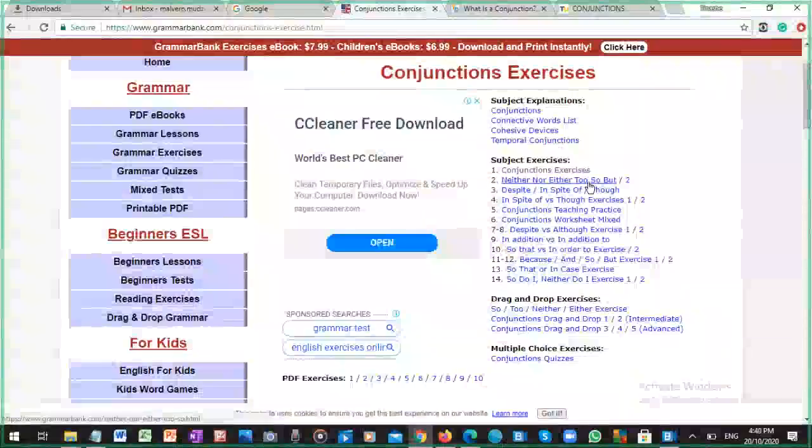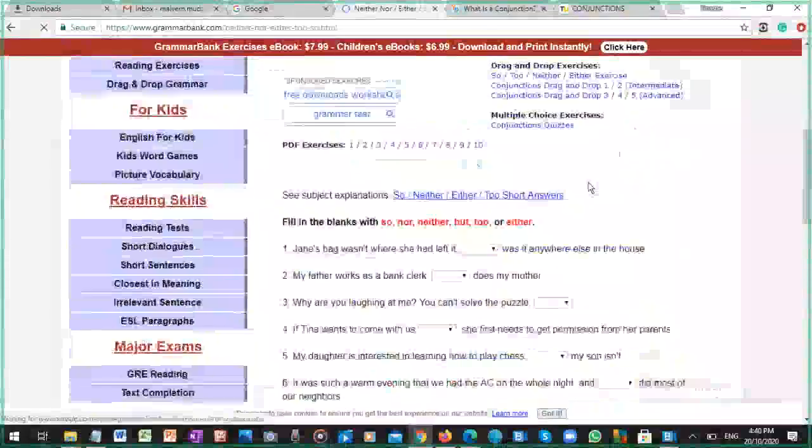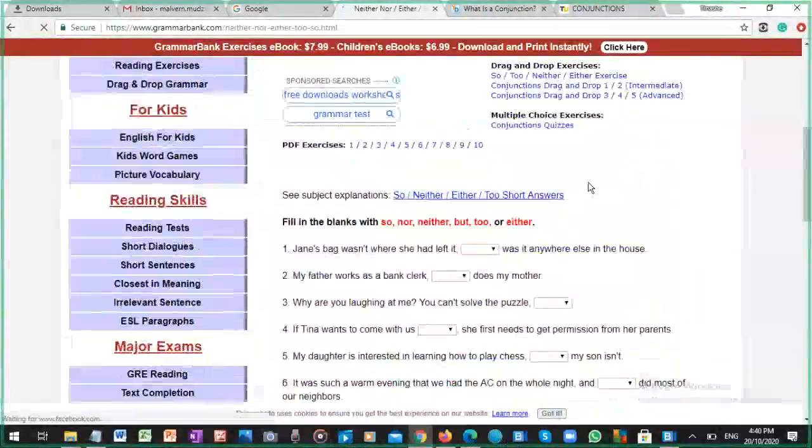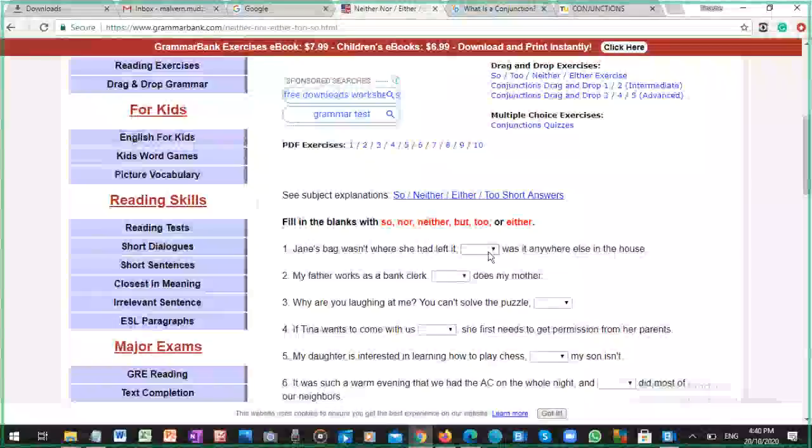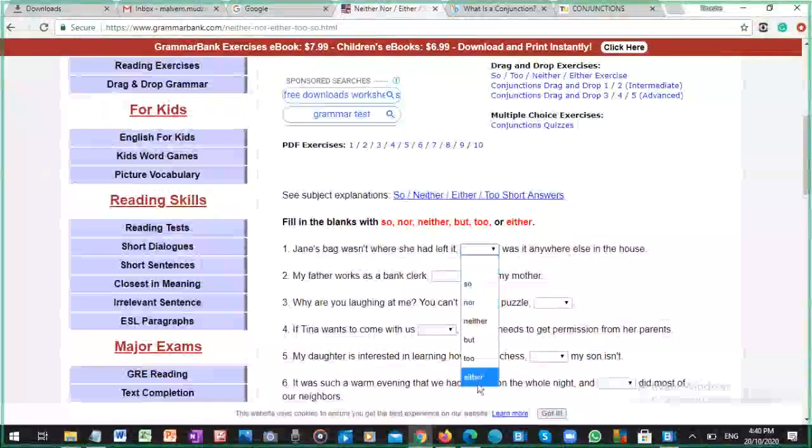So let's start with this one. The first question is: Jane's bag wasn't where she had left it. Dash, was it anywhere else in the house? These are the conjunctions that we have: no, neither, but, to, or, either. Which one do you think is the correct one for this sentence?